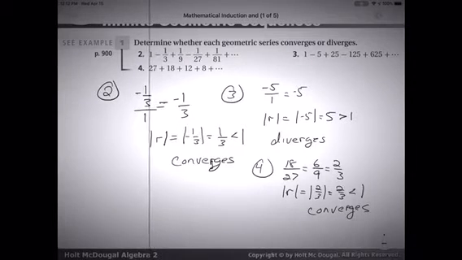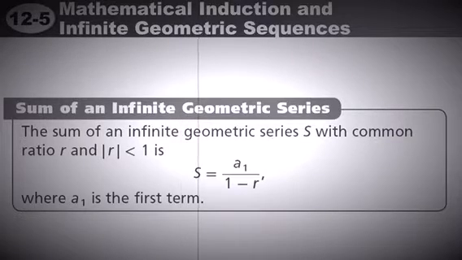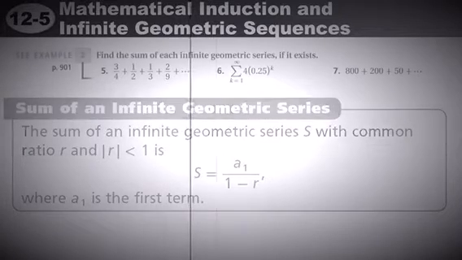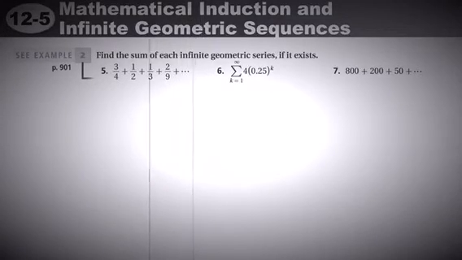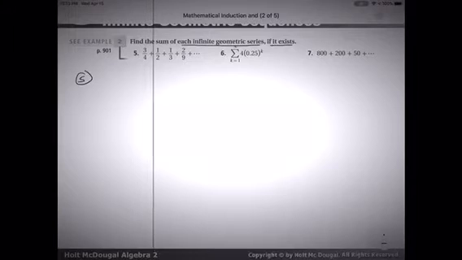We're going to go ahead and look at our next problem set now, and you're going to do those things for 15 through 17. Our next part of our problem set is the sum of an infinite geometric series. We've got a formula for it. We're going to do 5, 6, and 7. We're going to find the sum of the infinite geometric series if it exists. First we have to determine if it exists before we can actually do the sum of it.